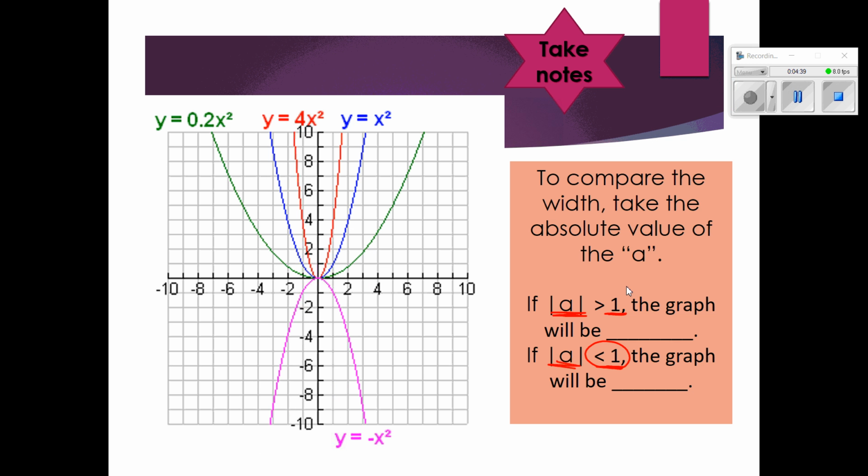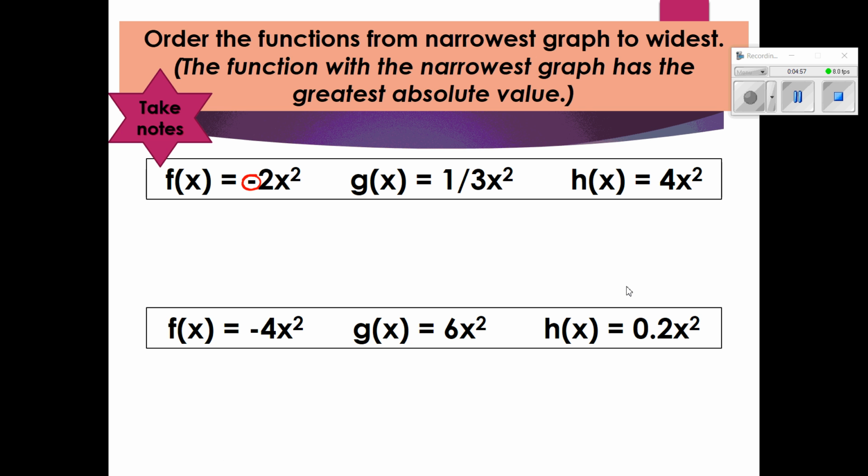If you go back to the slide right here, we were looking at the absolute value of the number. It doesn't matter whether it's positive or negative. The positive or negative just tells you whether the parabola is going to go up or down, but it doesn't change the width. So when you're comparing the widths, you're just looking at the absolute value of these numbers.